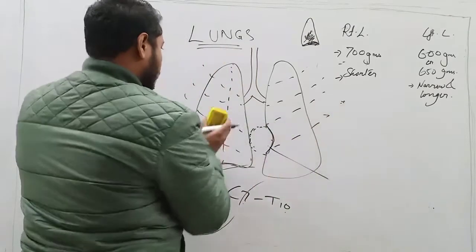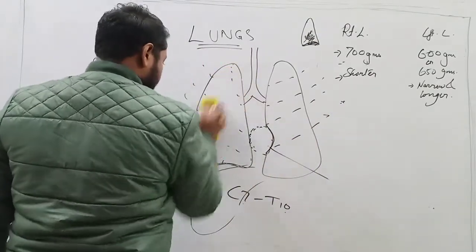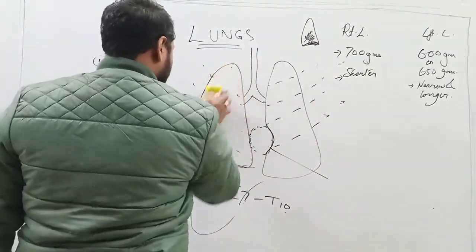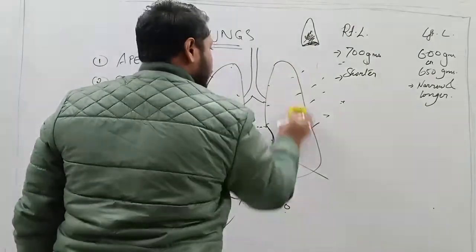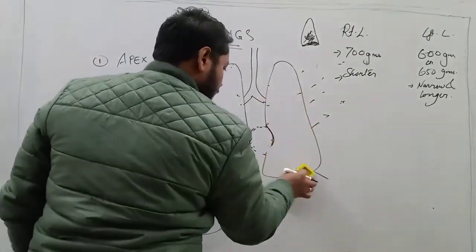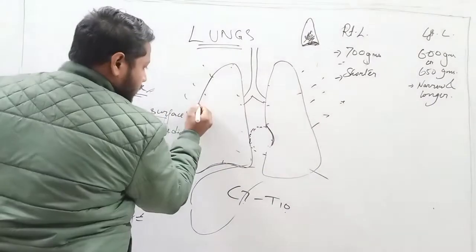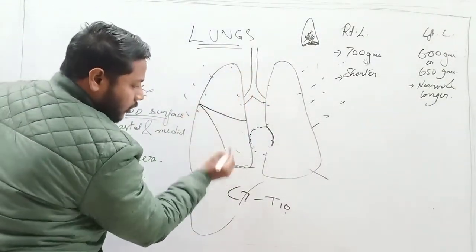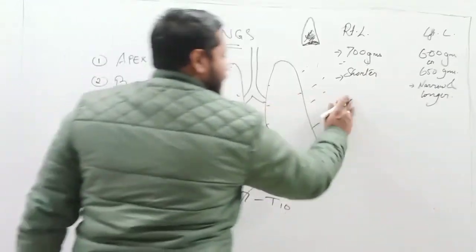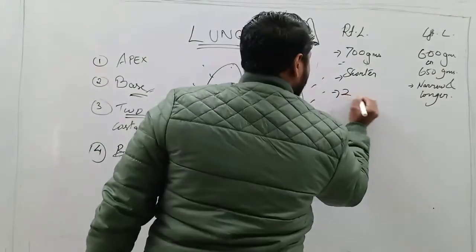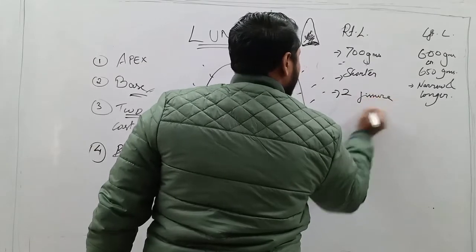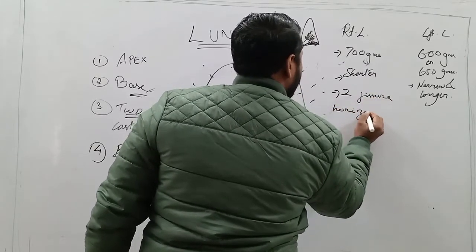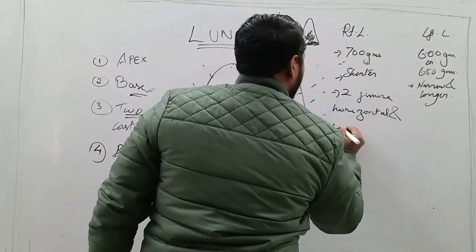The right lung, as you all know, consists of two fissures. One, we have the horizontal fissure, and the other one, we have the oblique fissure. So the right lung has two fissures, the horizontal and oblique fissure.